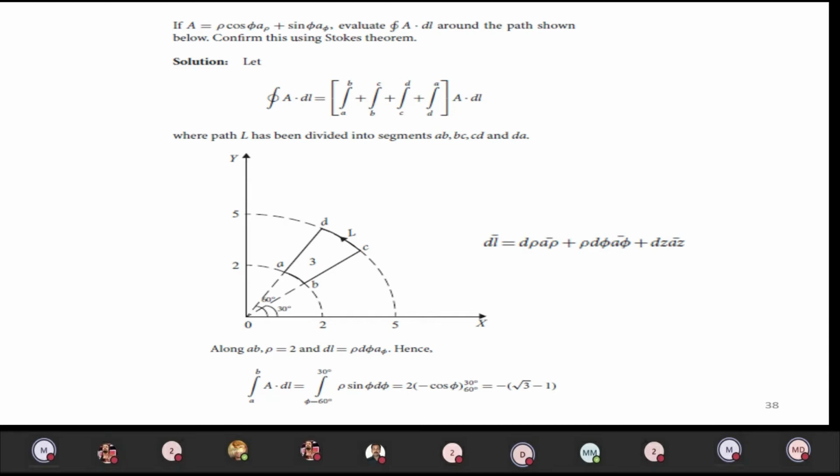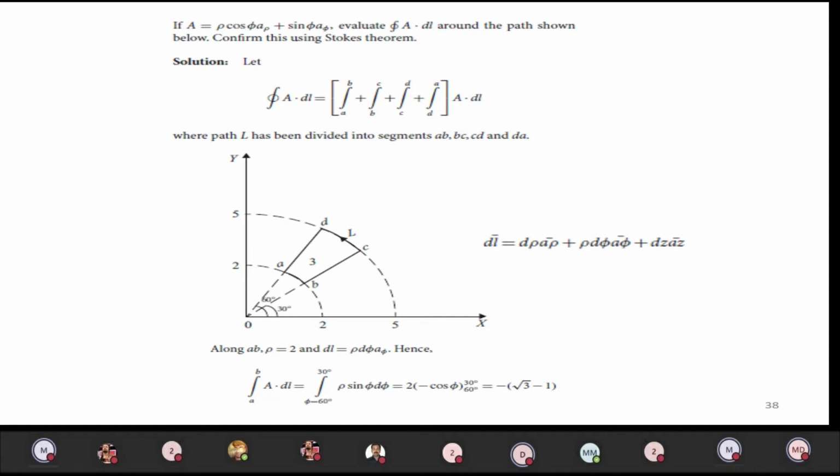So along AB, which one is constant? The radius is constant, that is, rho is constant. At A, rho equals 2, and at B also rho equals 2. So we can take rho equal to 2. Above, we are given the standard equation of dl, so dl equals d rho a rho.